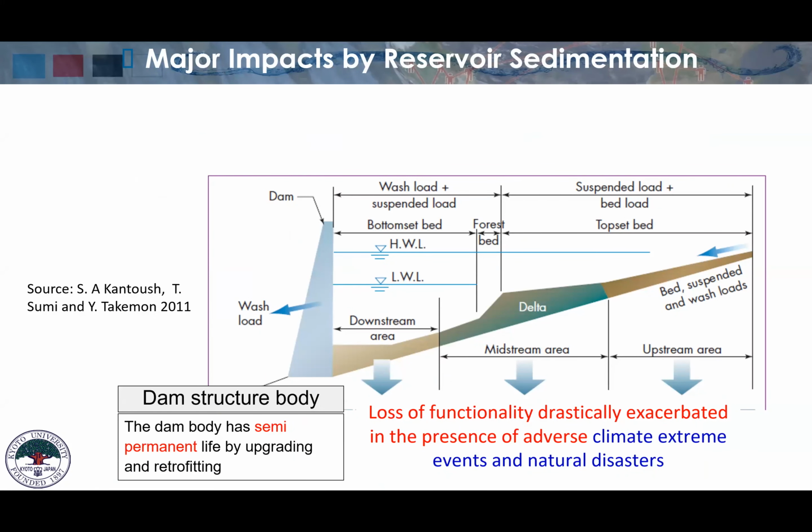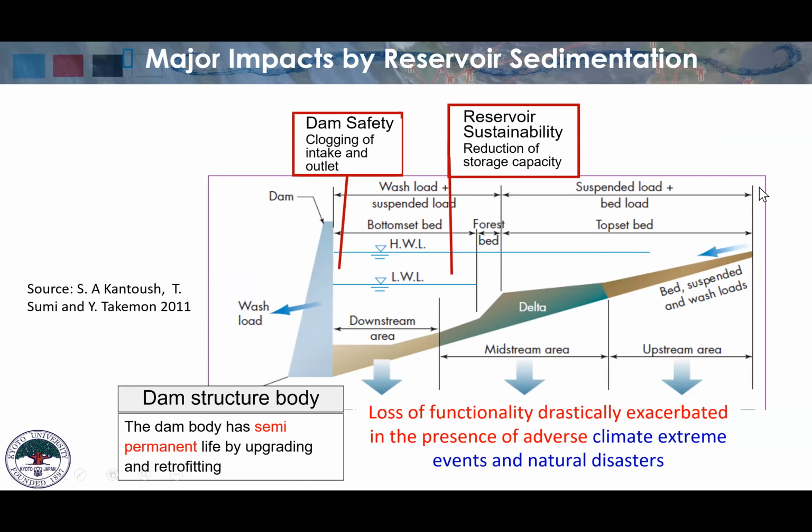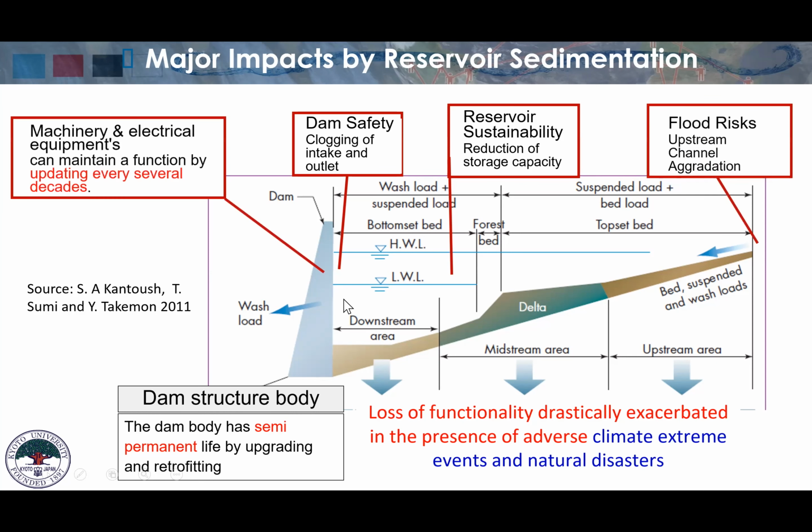Okay, so as I explained, the major impacts are caused by reservoir sedimentation, which is one part of the system in the river basin. You have the flow and sediment coming, causing a delta in front of the dam. This is very fine sediment, this is medium size sediment, and this is coarse sediment. And there are many issues.